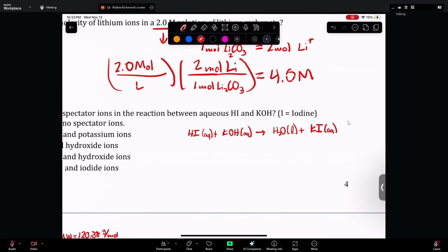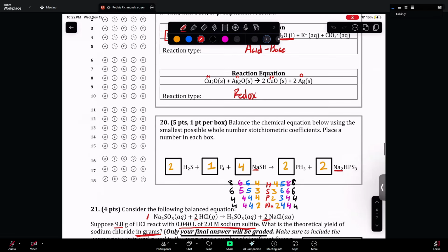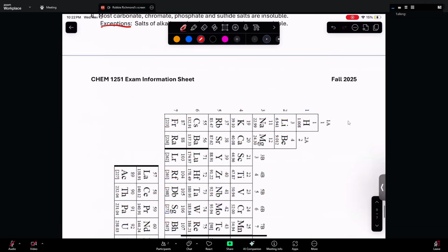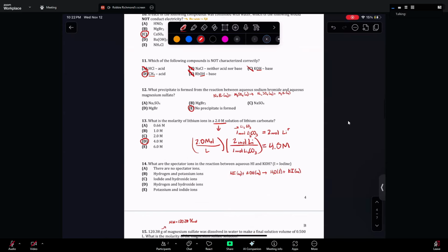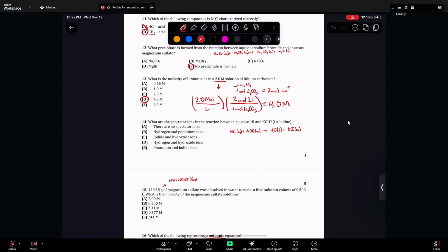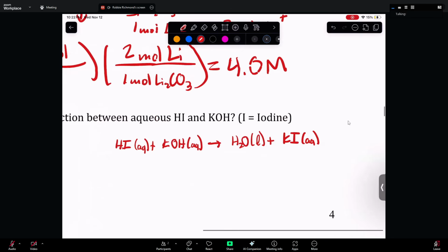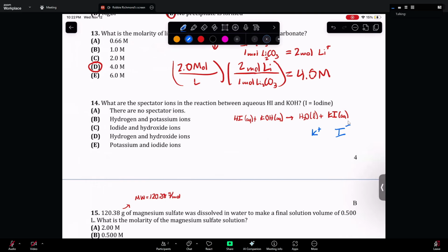If you remember, potassium is going to be one of our alkali metals, which are generally soluble. So, since KI is soluble, in reality, they're going to be floating in solution as the potassium and iodide ions. And the reason why we call these spectator ions is because they don't form any bonds. They just exist floating in solution as ions.